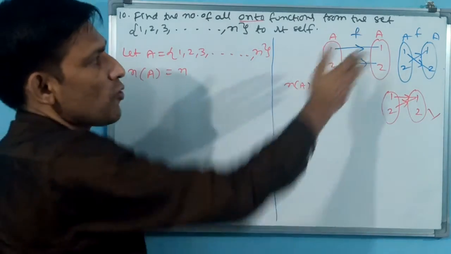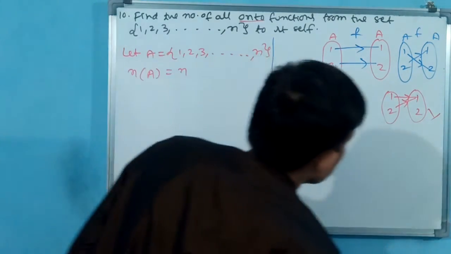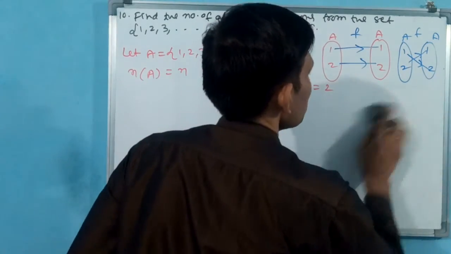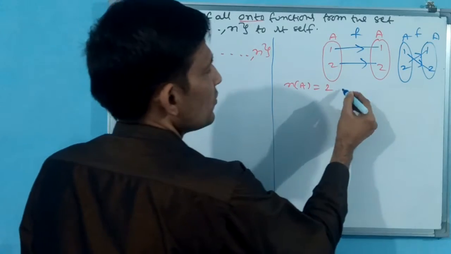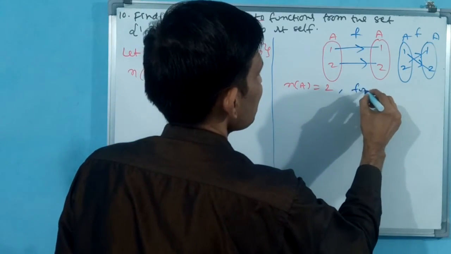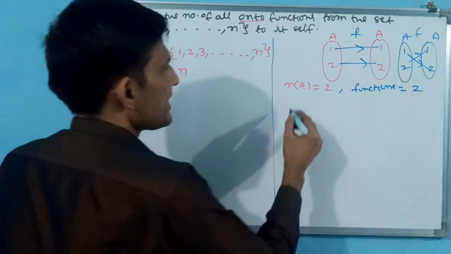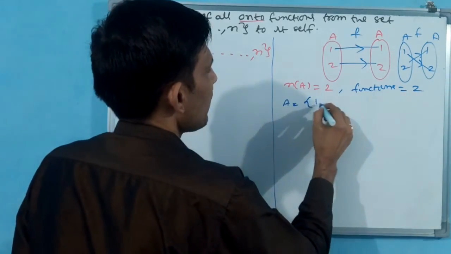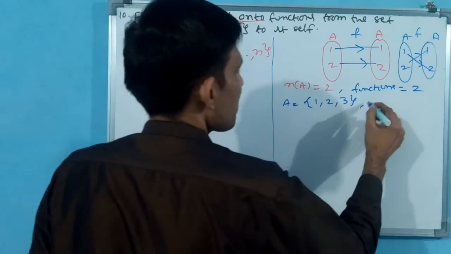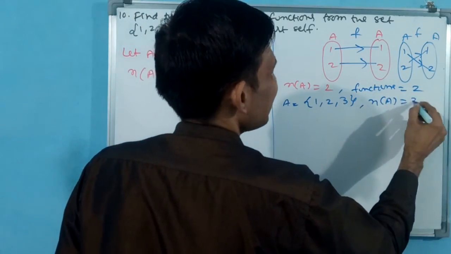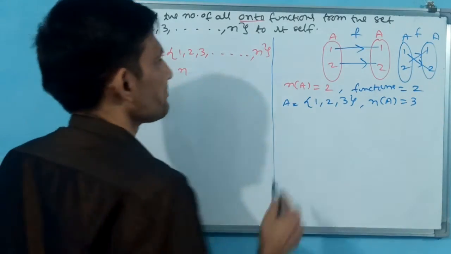Okay. Now you have seen how many functions have come here. 2 functions have come. You write that one. This is not onto. That is why I am removing this. Okay. When the number of elements is 2, the number of functions is 2. Now I take A is equal to 1, 2, 3. 3 elements I have taken now. Here what will become? n(A) is equal to 3. Okay. Now you see how many relations will come.